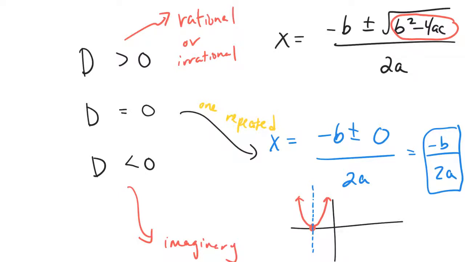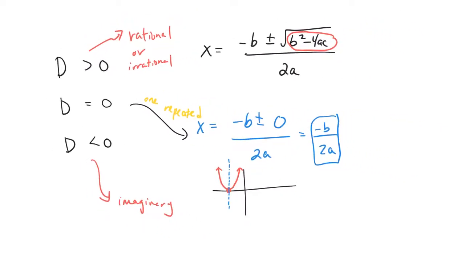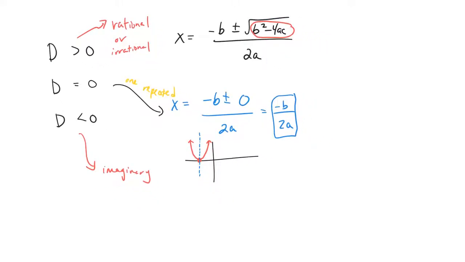So we have to be able to apply these kinds of problems. If a problem tells us, determine the value of the unknown coefficient if the roots are imaginary, then you find the discriminant and set it less than zero. If the roots are real, you find the discriminant and set it greater than zero. Or if you have one real repeated root, then you set the discriminant equal to zero. But it depends on the problem given.